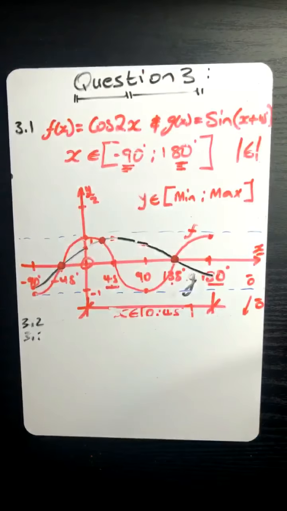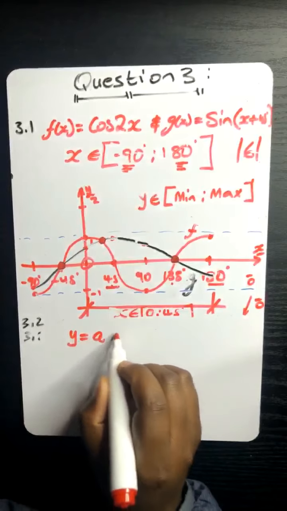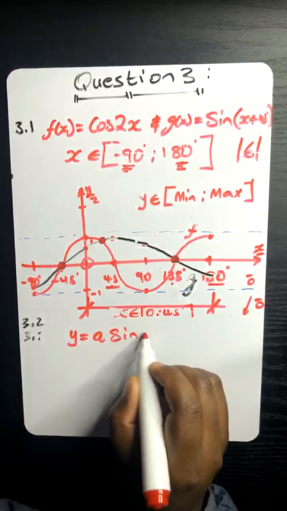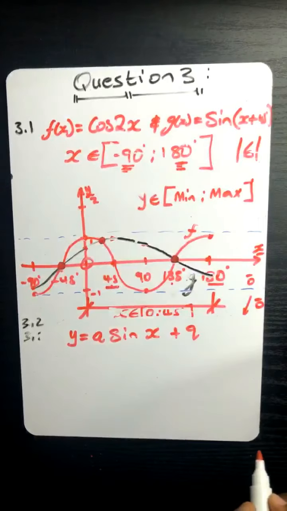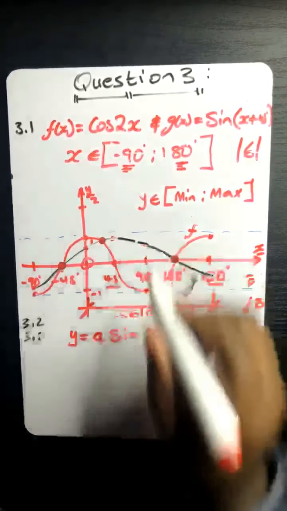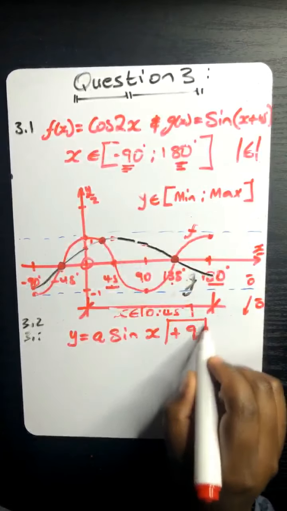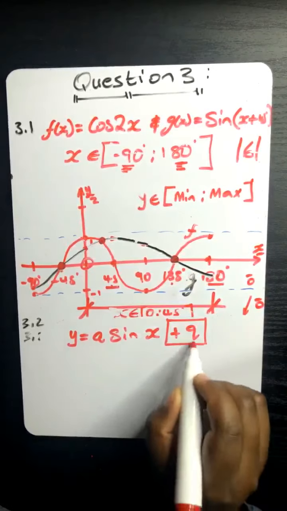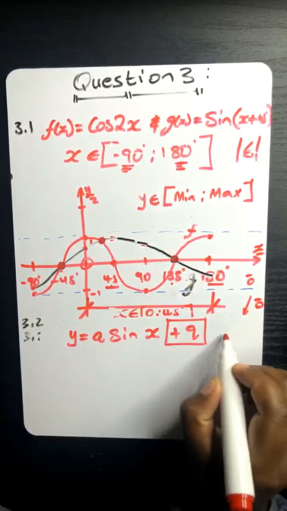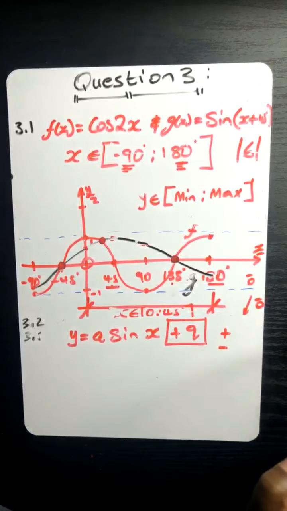Okay, so let's see. The general formula is y equals a sine of (x plus q). This is the general formula. Let's take it step by step. We said this part influences the vertical shift. If the function shifts upward, we're going to have a positive value there. If it shifts downwards, it is going to be a negative value.